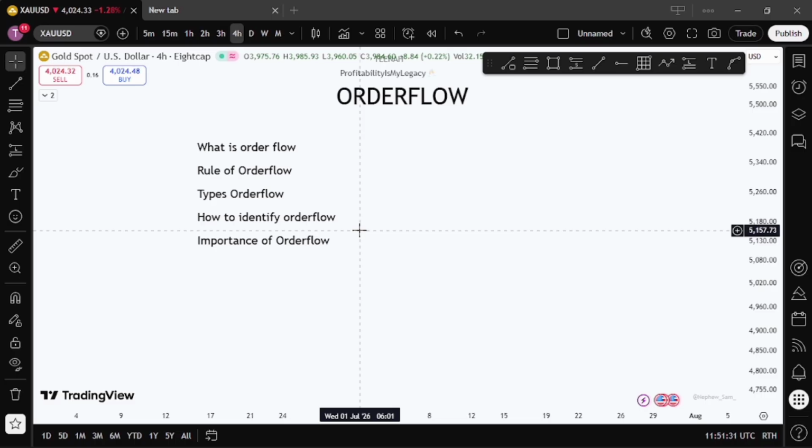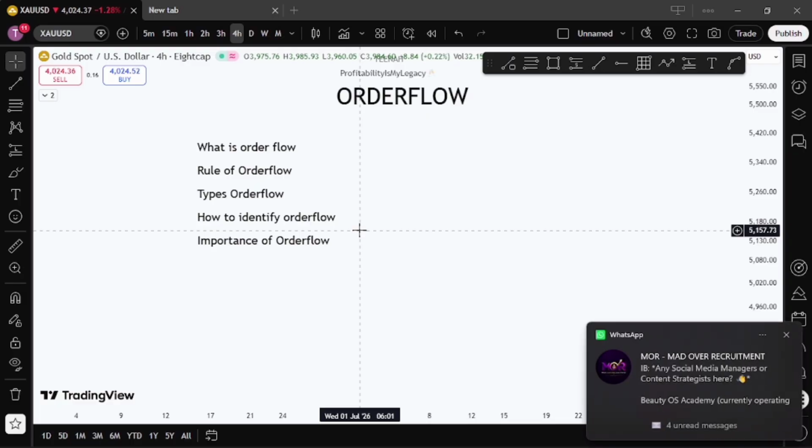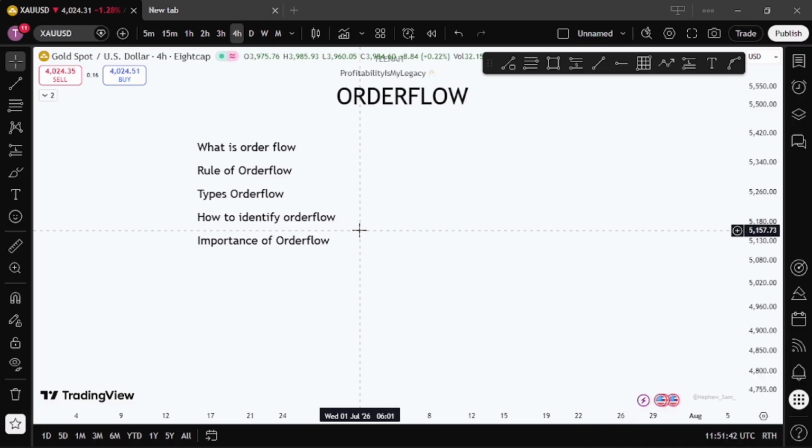Now we have the rule of order flow. The rule of order flow simply states that if a disruption of an internal order flow occurs, price tends to use structures as liquidity. The rule of order flow states that if a disruption of an internal order flow occurs, price tends to use structures as liquidity.